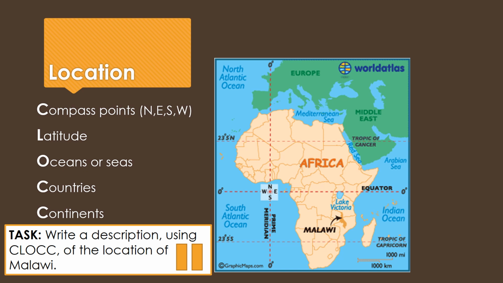So if you didn't know, Malawi is in Africa. That is the continent of Africa that you can see on your screen, and then Malawi has got a little arrow to it towards sort of the bottom right hand side of Africa. You can see that there's a few lines of latitude labelled on that map that you can include in your descriptions, as well as some oceans.